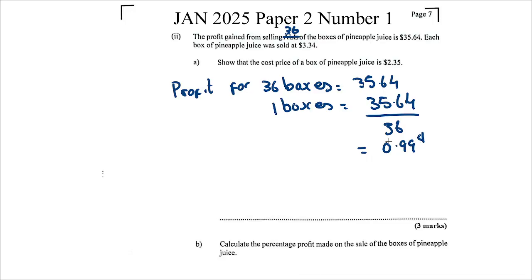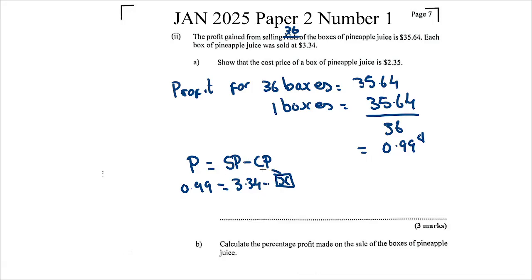We know that your profit is equal to your selling price minus your cost price. They're telling you to find the cost price. So 99 cents is equal to $3.34 minus some value. I put a box, but you could put X. Now, to make X the subject, we always want our unknown to be positive.